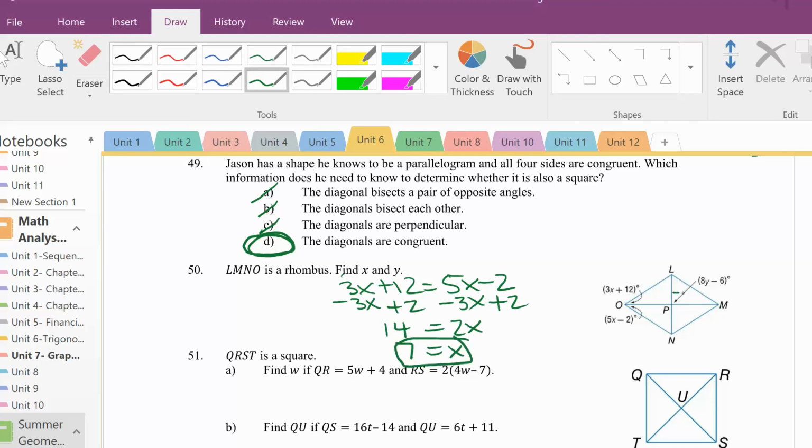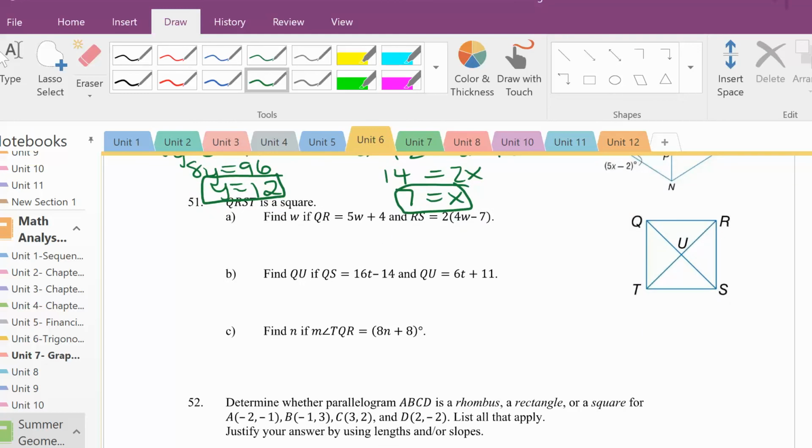And then remember, diagonals are perpendicular, so that means 8y minus x is equal to 90. And then y is equal to 12.